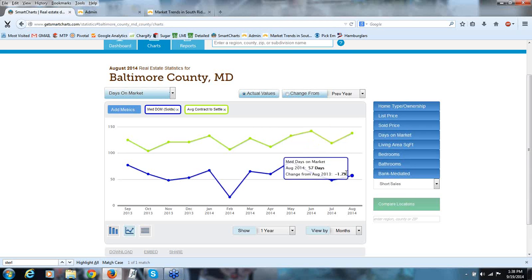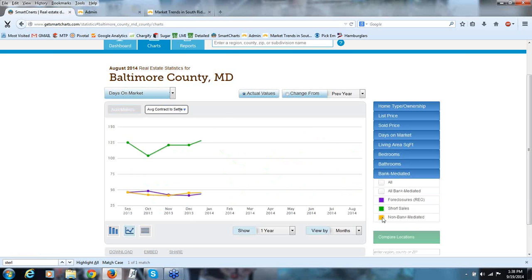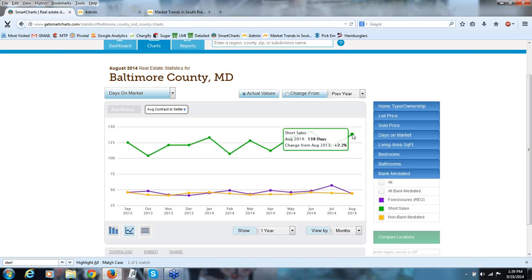And that's why we're seeing the median days on market up for short sales, because people understand it is a much longer process. Like if we just look at the average contract to settle for short sales versus foreclosures and non-bank-owned or standard sales, the average time in the contract state is 44, 45 days for standard sales. So that's a big reason why some folks stay out of the short sale market.